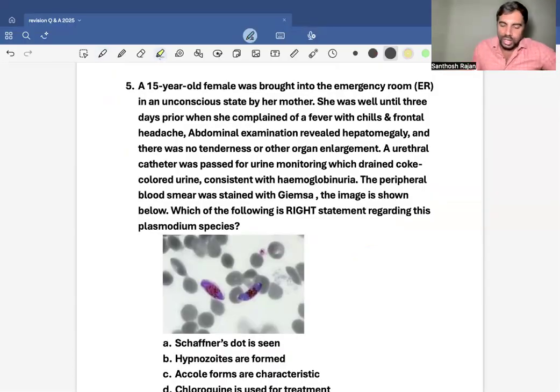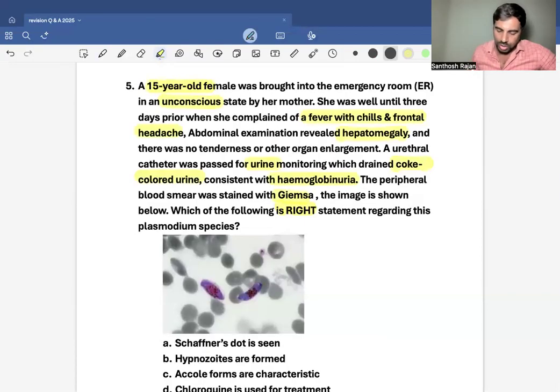Here, a 15-year-old female was brought to the emergency room in an unconscious state. She was well until 3 days prior, when she developed fever with chills and frontal headache. Other relevant finding: hepatomegaly is there, and no tenderness or other organ involvement. A urethral catheter was passed, and urine was monitored, showing coke-colored urine with hemoglobinuria. The peripheral blood smear was stained with Giemsa. The image was shown below. Which of the following is the right statement?